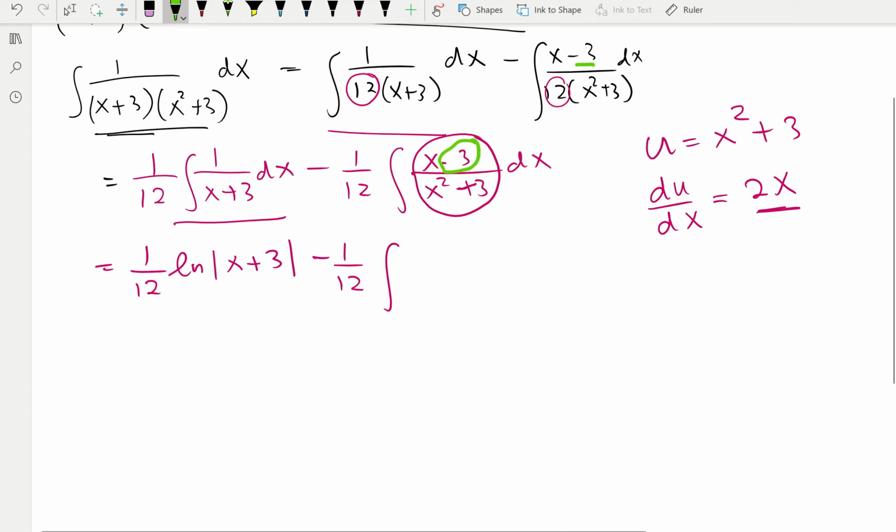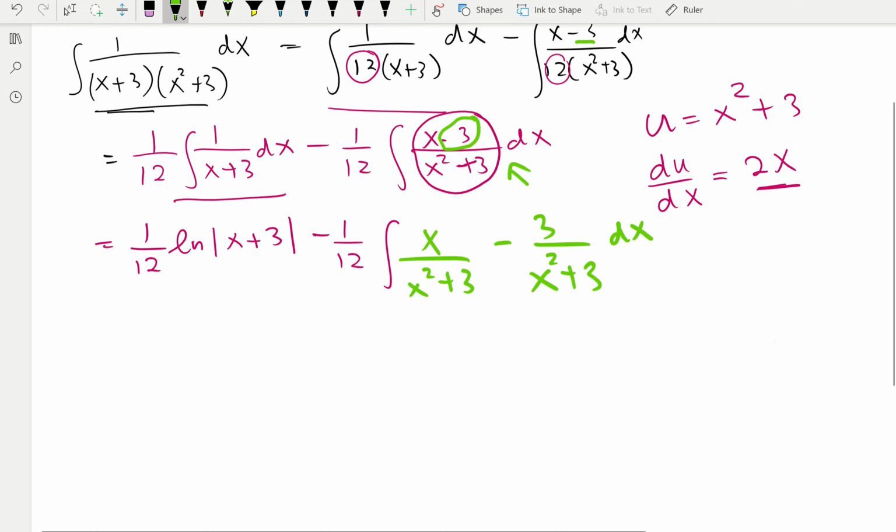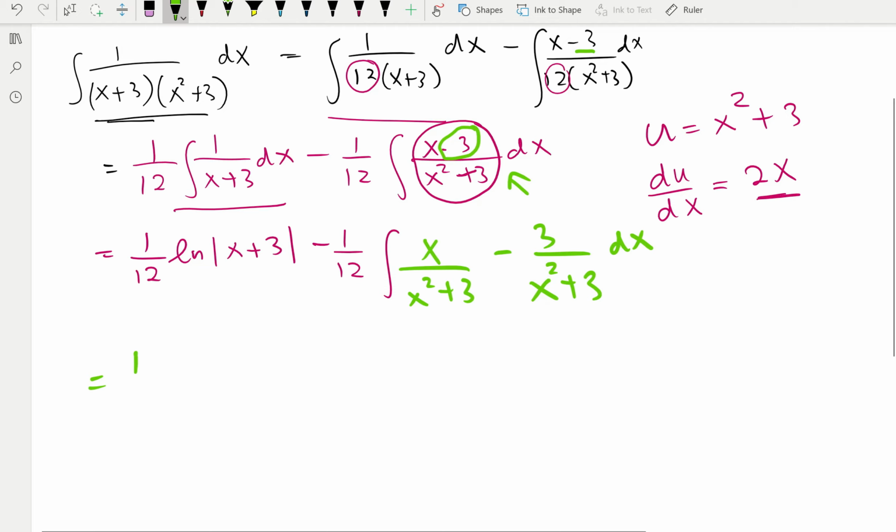This minus 3. So to do the integration by substitution easily, what we do is we split this rational function. That means we divide each term in the numerator by the denominator. So what we get is x over x square plus 3 minus 3 over x square plus 3. I divided each term in x minus 3 by x square plus 3. And now we integrate. Let's make sure we are writing this clearly.